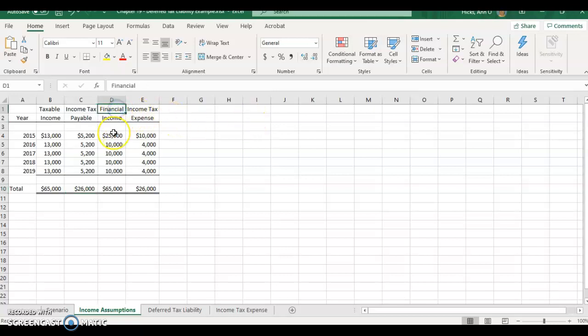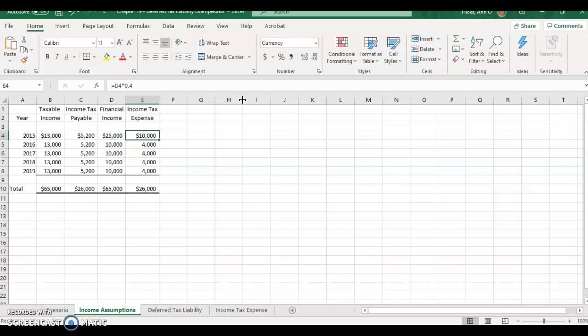Now, the column entitled Financial Income is the income we will actually report on our income statement. In 2015, notice it's $25,000. That's the $10,000 excluding the installment sale plus 100% of the installment sale. Then the subsequent years, it will only be $10,000 a year because we will have already recognized all of the installment sale.